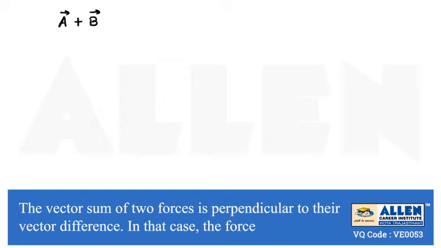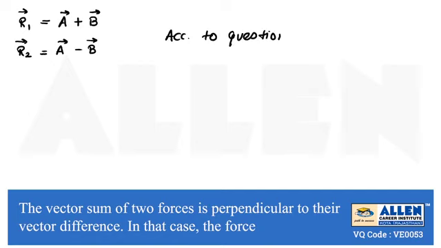So the vector sum of these forces is also a vector. Suppose it is R1 vector, and the difference of these vectors, that is A vector minus B vector, we have considered as R2 vector. So in the question it is given that R1, which is the vector sum of two forces, and R2 vector, which is the vector difference of two forces, are perpendicular to each other.